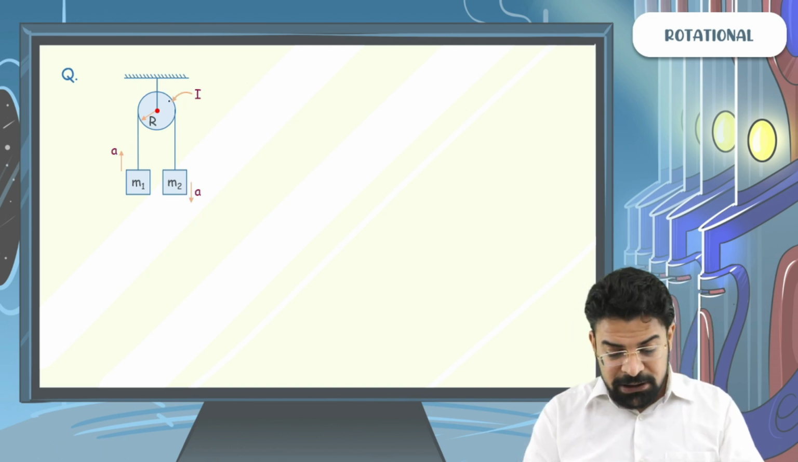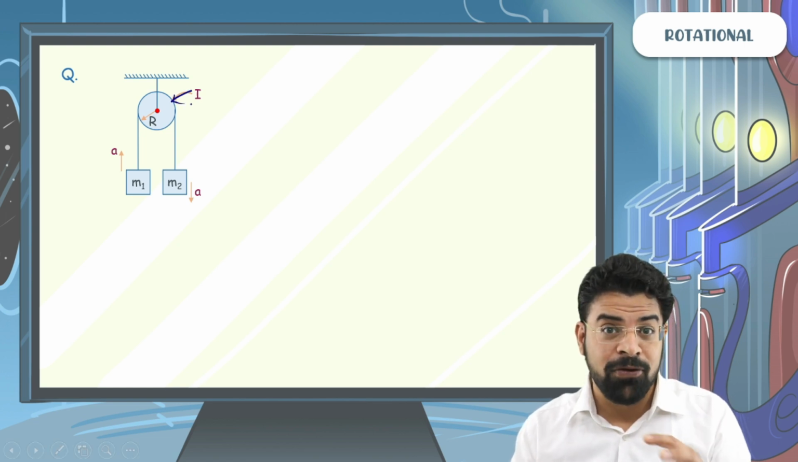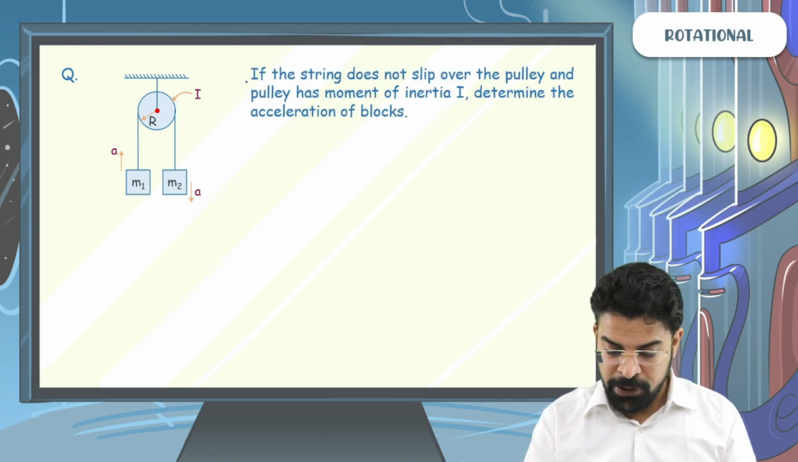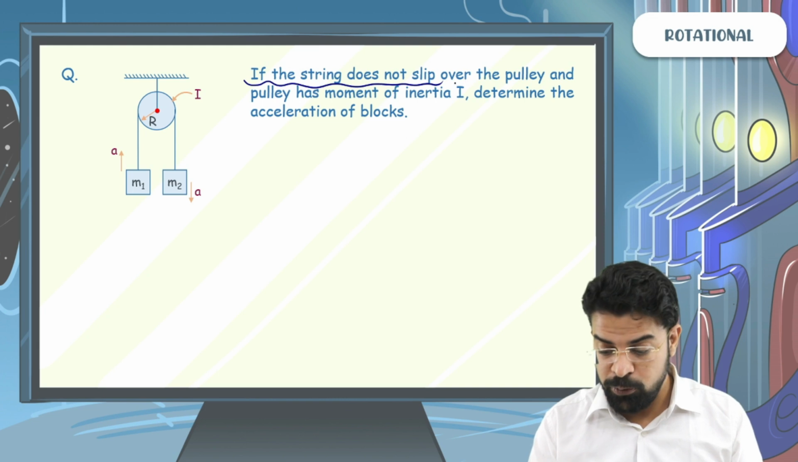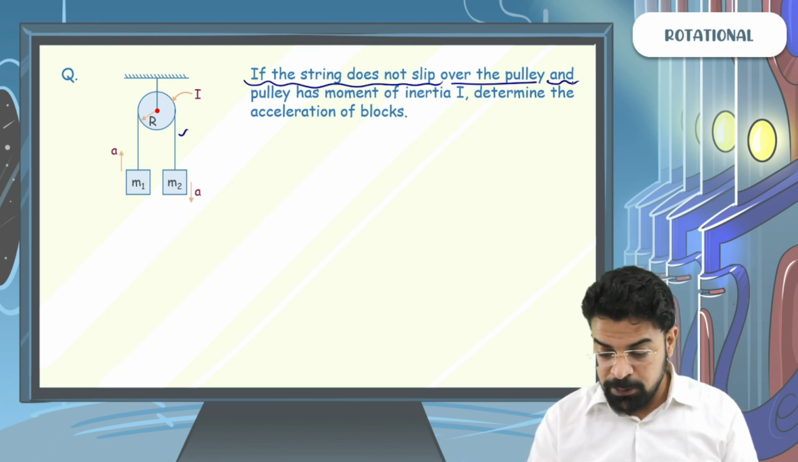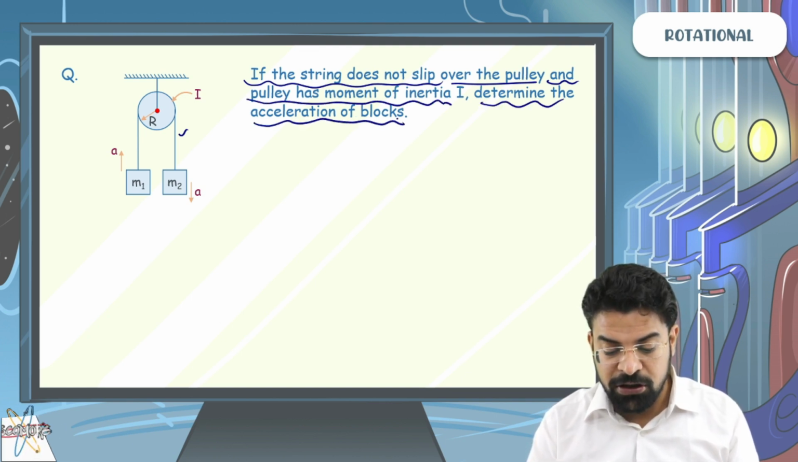Now, this is not the pulley of Newton's laws, which was massless. This is the pulley of rotational motion. It has some moment of inertia. So the question goes like this: if the string does not slip over the pulley, and the pulley has a moment of inertia I, determine the acceleration of the blocks.